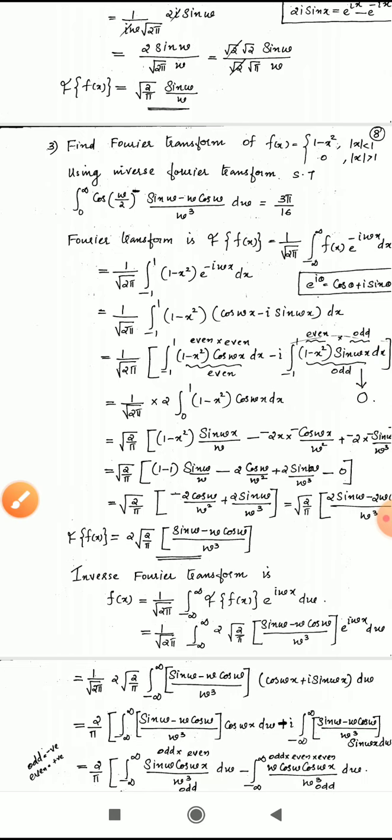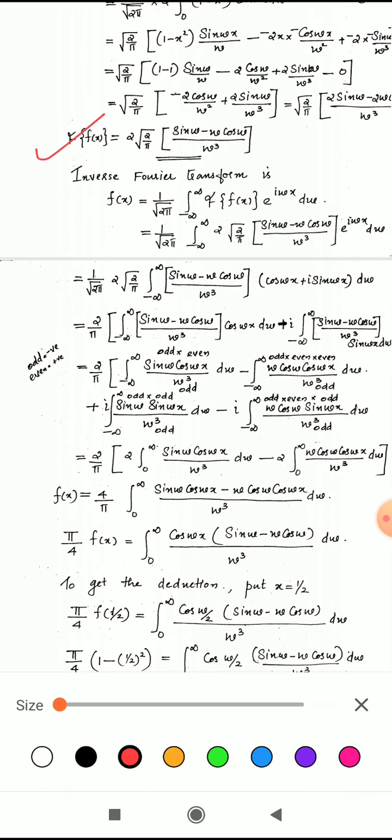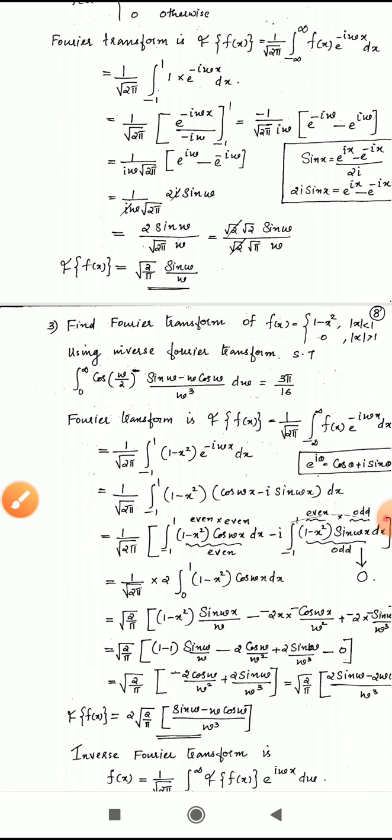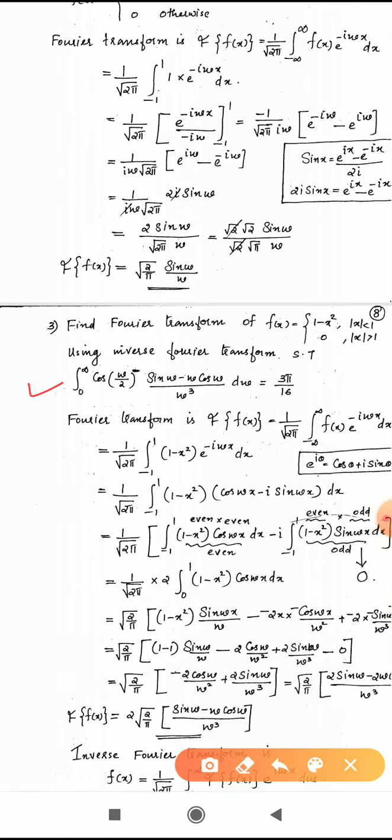We get f of x is equal to 2 into root 2 by pi, (sin omega minus omega cos omega) by omega cube. So that is the answer to the first question. Next, using the inverse Fourier transform, we have to prove the equality.